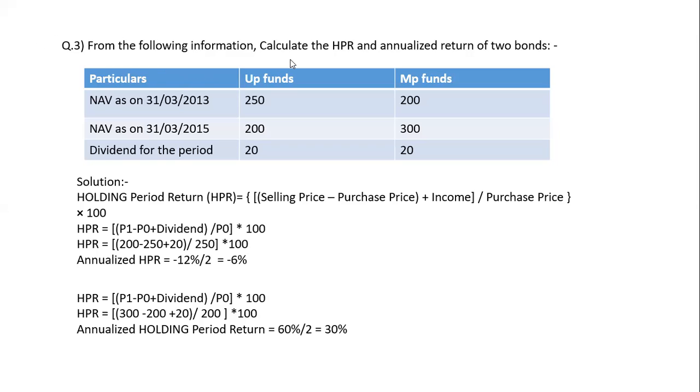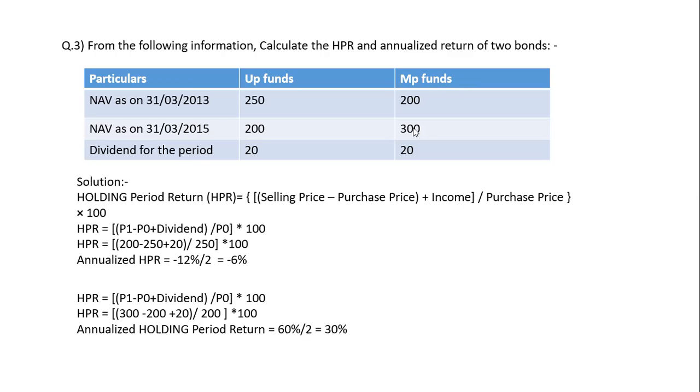Question number 3 is a similar question. HPR calculation and annualized return of two funds. You can find the data. Again, you have a 2 year holding period. The price at the beginning is 250. Price at the end is 200. So here you are going to get a loss, annualized HPR of minus 6%: minus 12% for 2 years and minus 6% for 1 year, because the price at the end is lower than the price at the beginning.